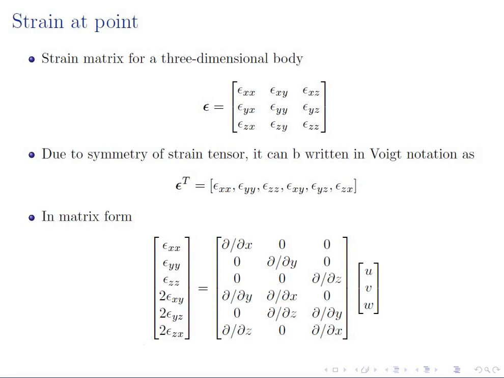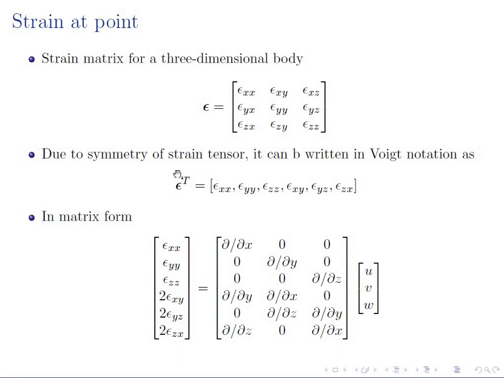For a three-dimensional body, the strain tensor looks like this, which is composed of 9 strain components. If there is symmetry of the strain components, like epsilon xy is equal to epsilon yx, similarly epsilon xz is equal to epsilon zx, and epsilon yz is equal to epsilon zy, then there are 6 independent strain components that fully define the strain state of a point. So now we have 6 strain components that fully define the state of strain of a point.